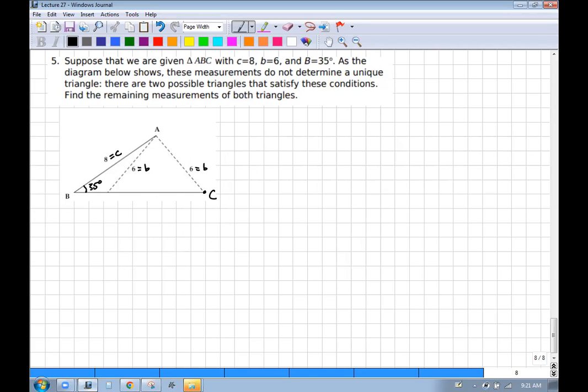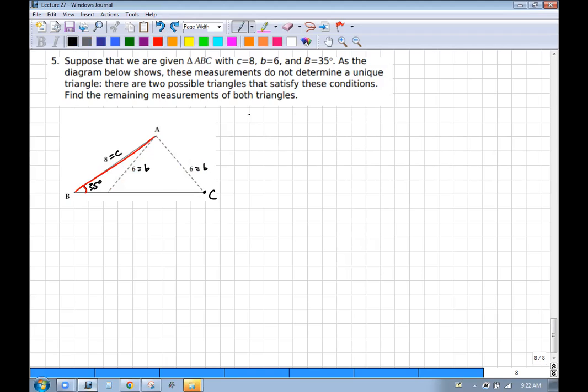So if this angle is fixed and this side is fixed and B is fixed, you could either have this triangle or you could have this triangle. The side B being 6, you can either prop it this way or that way, right? So you either have this little triangle or you have the bigger triangle. So this is the ambiguous case, right? There are two possible triangles that satisfy these conditions.